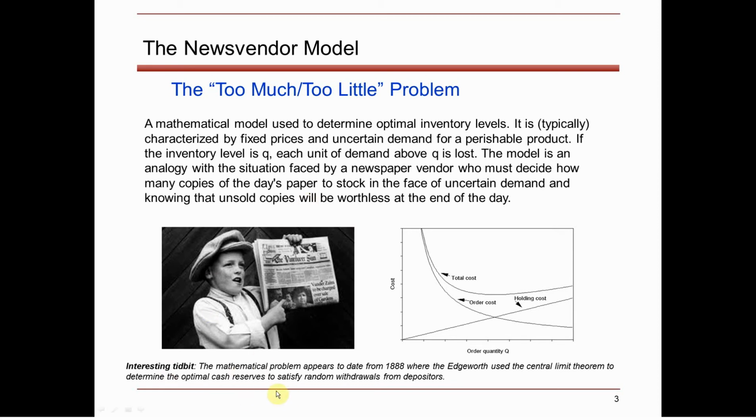Interesting little side thing is that this problem appears to date from 1888, where a famous mathematician named Edgeworth used it to determine how many cash reserves were needed to satisfy withdrawals from depositors. It's kind of interesting that it was a supply chain problem for cash, not newspapers.